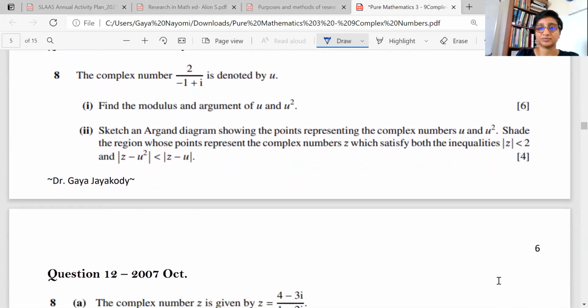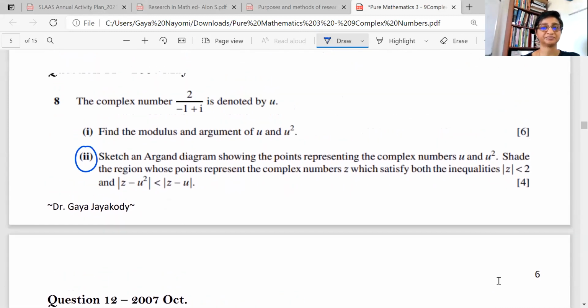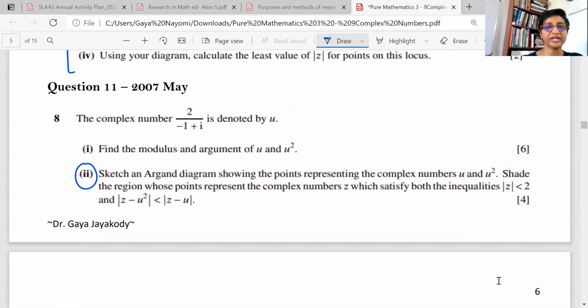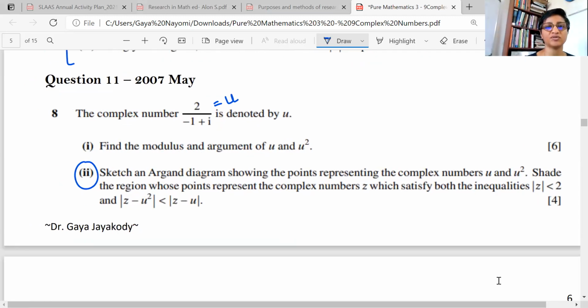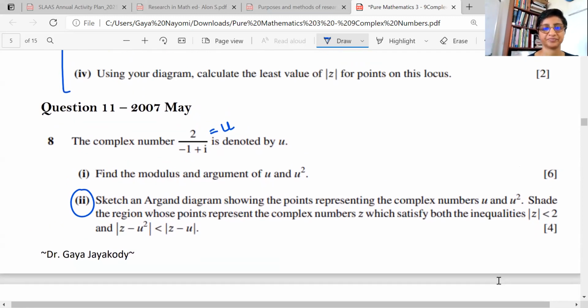Oh, wow. This one looks good. But again, you need U. Can you find this? Yes. You are doing number 11. First find, this is U. Find that U, 2 over minus 1 plus i.